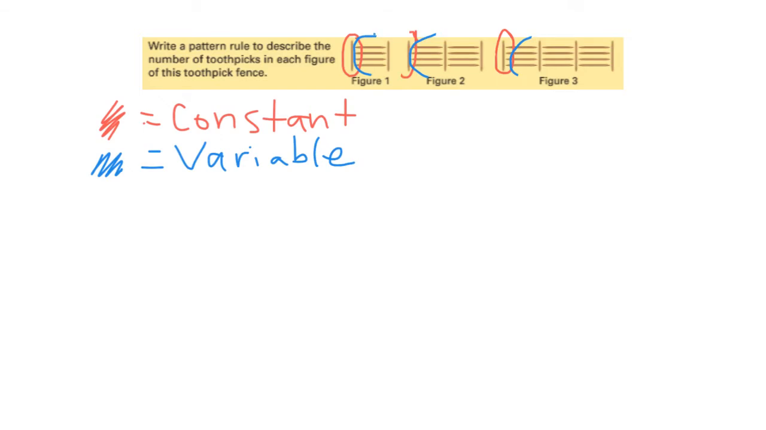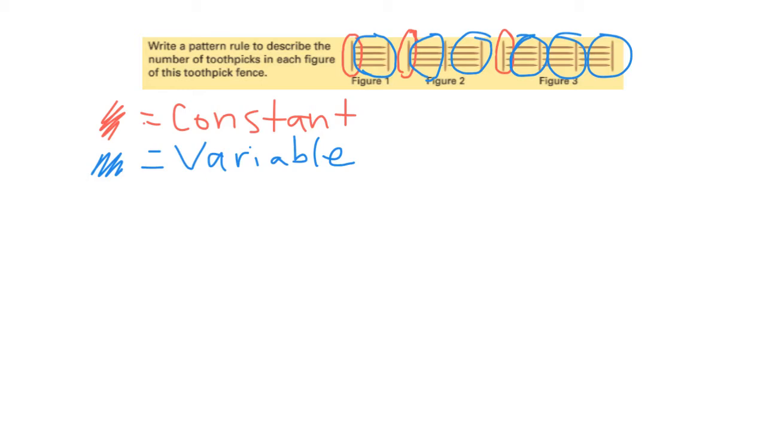So for figure 1, I have 1 new section. For figure 2, I have 2 new sections. For figure 3, I have 1, 2, 3 new sections. So that actually works really well for me, that I've got figure 1 corresponds to that number of fence sections, figure 2 corresponds to that number of fence sections, and figure 3 corresponds to that number of fence sections.